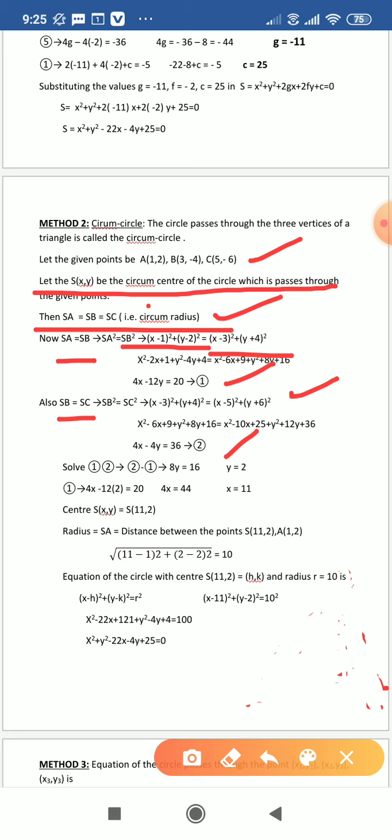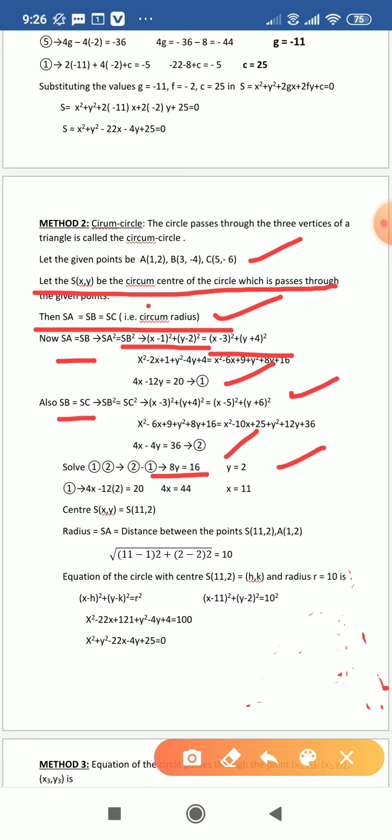From these two equations we solve to find the values of x and y. Solve 1 and 2. For that, subtract 1 from 2. From 2 minus 1, 4x cancels, minus 4y plus 12y is 8y, and 36 minus 20 is equal to 16. So y is equal to 2. So we have the value of y equal to 2.